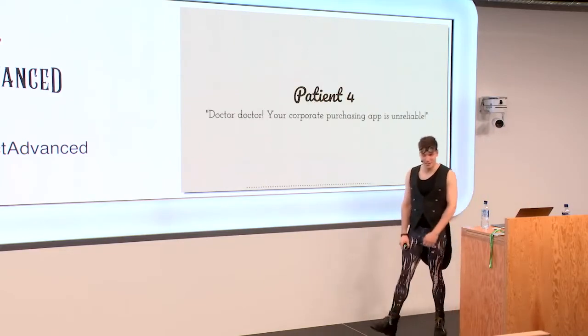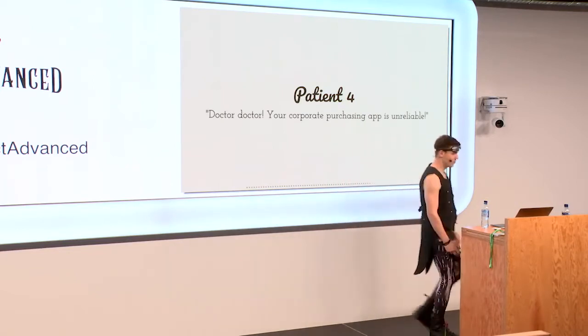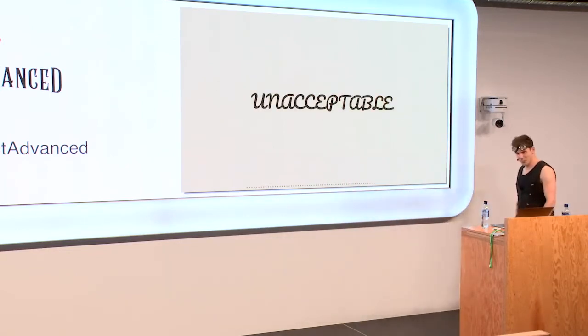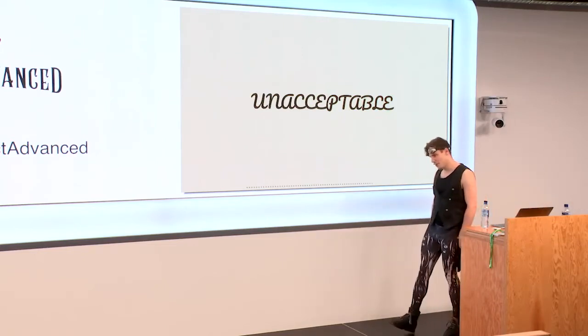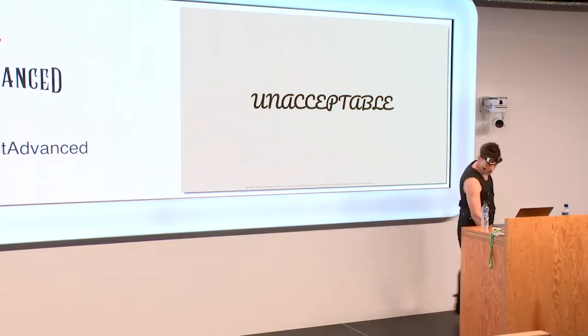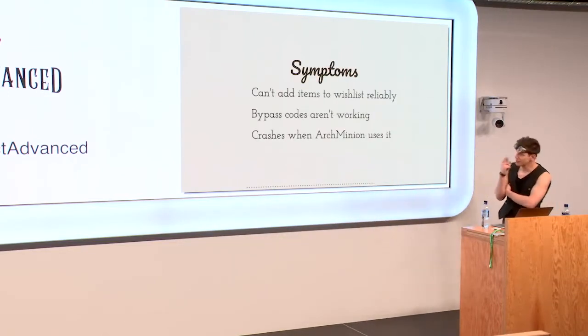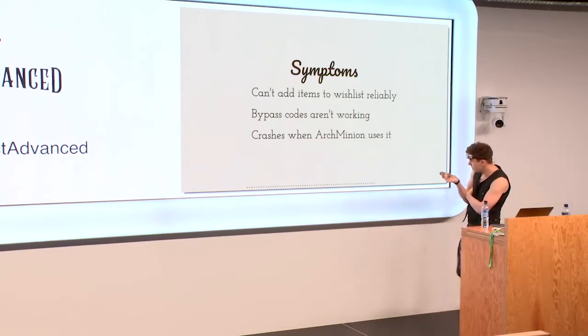OK, the final patient. Doctor, your corporate purchasing app is unreliable. Unacceptable. Everyone knows all shadowy steampunk organizations live and die by their purchasing and expenses system. Just ask Gru. So, what are the symptoms? Well, you can't add items to the wish list reliably. Bypass codes aren't working, and it crashes when Arch Minion uses it.